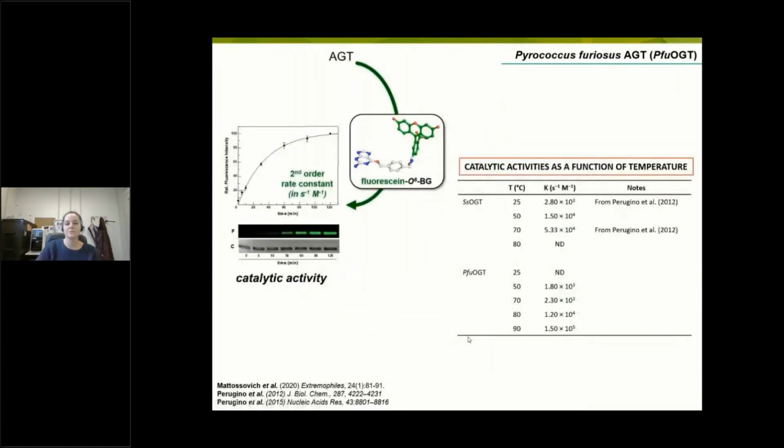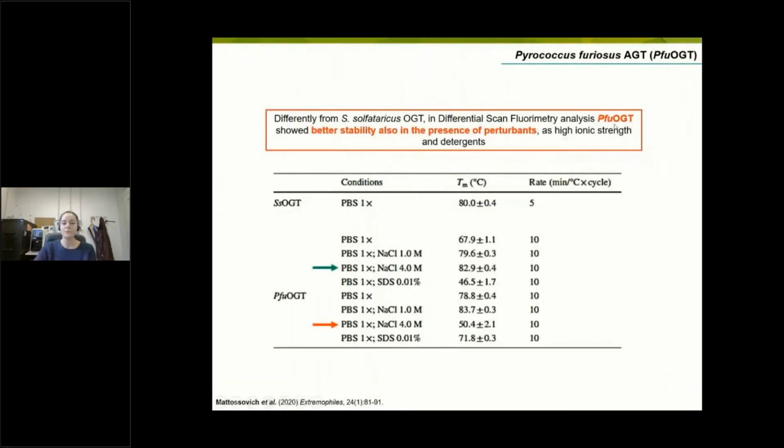And then we characterized the new AGT as a function of activity at high temperature. And as you can see there, Pyrococcus furiosus seems to be very active at high temperature, even at 90 degrees, if compared to the Saccharolobus sulfataricus counterpart. And this thermostability is also confirmed by differential scanning fluorimetry analysis, in which both thermostable and pseudo-hyperthermostable SNAP tag were tested in storage conditions and also in the presence of perturbants such as high ionic strength or the presence of detergent.